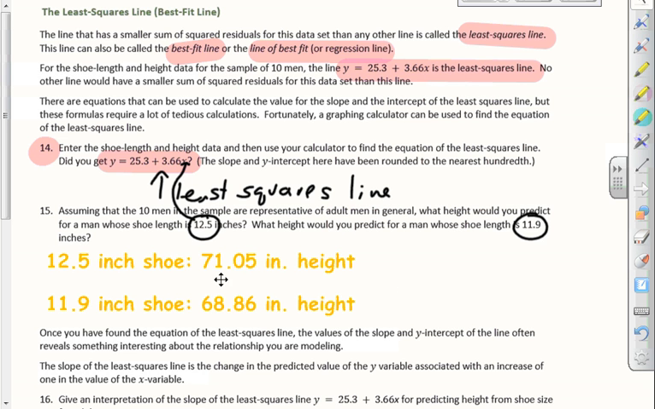Okay, did you get 71.05 inches in height for a 12.5 inch shoe length and 68.86 inch height for 11.9 inch shoe length? Hopefully you did.